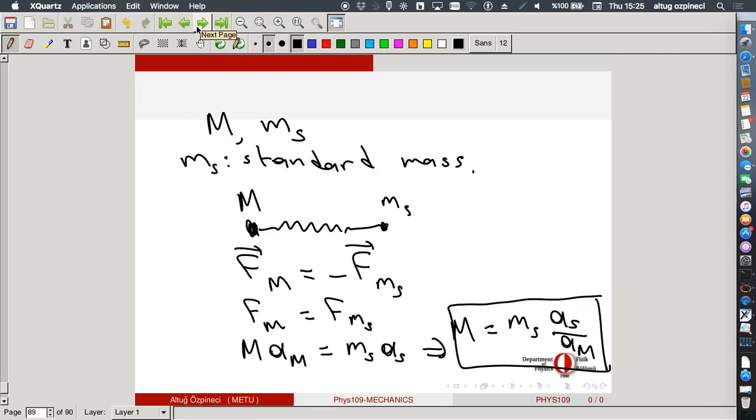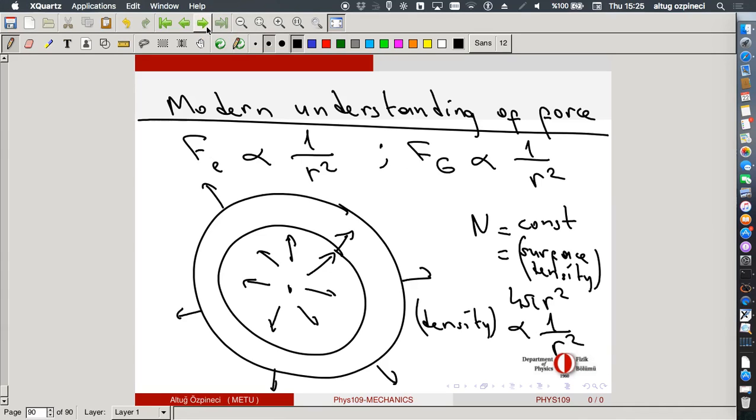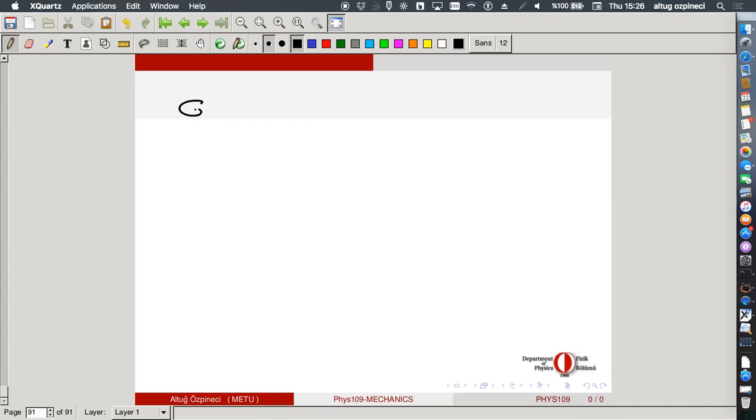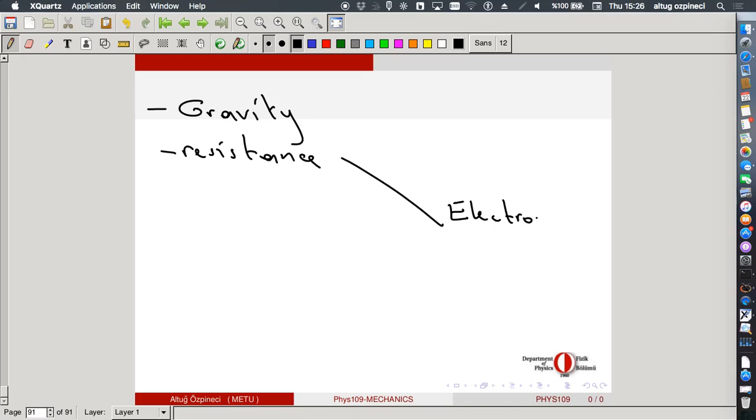Now, what are the forces that you are experiencing? What are the forces that you are experiencing in your everyday life? Gravity. Okay, let's just get rid of gravity first. Resistance. Well, you see, resistance is not something that we call a fundamental force. Resistance is electromagnetic force. I will come to that. What other forces?